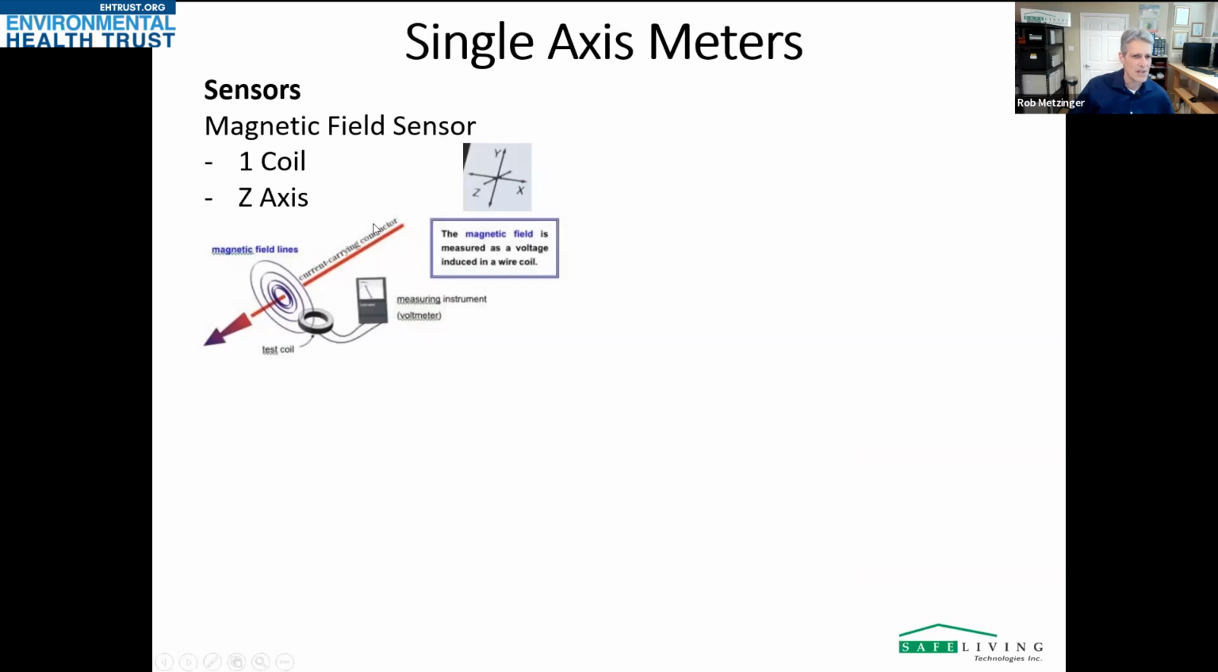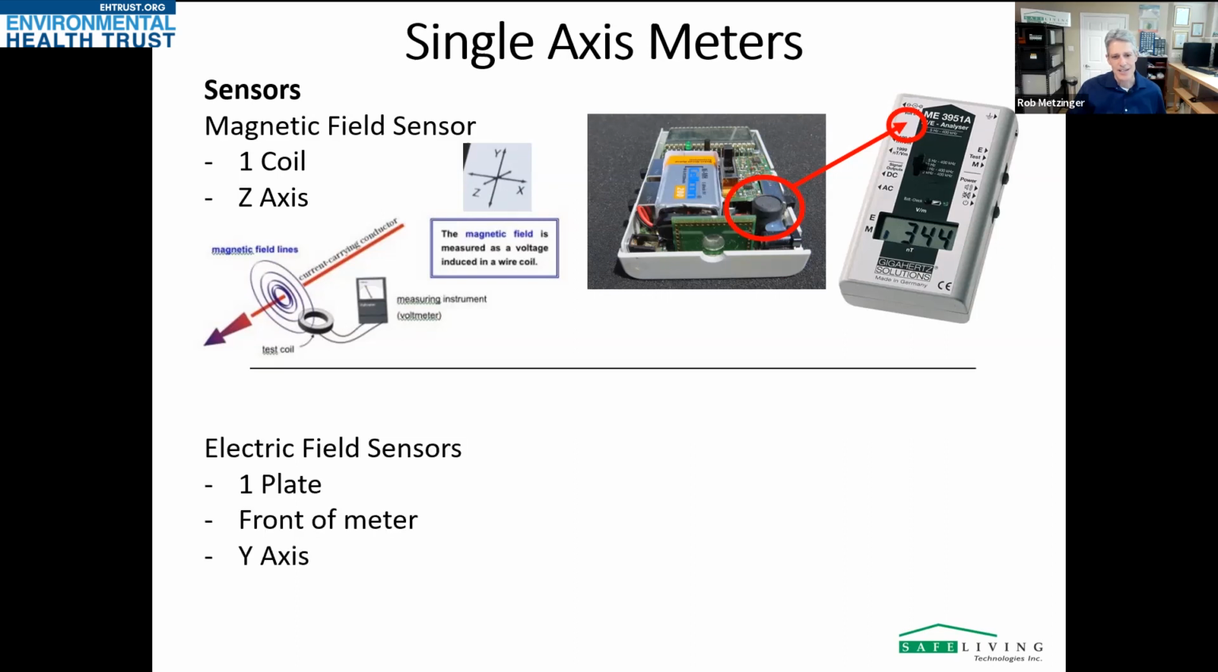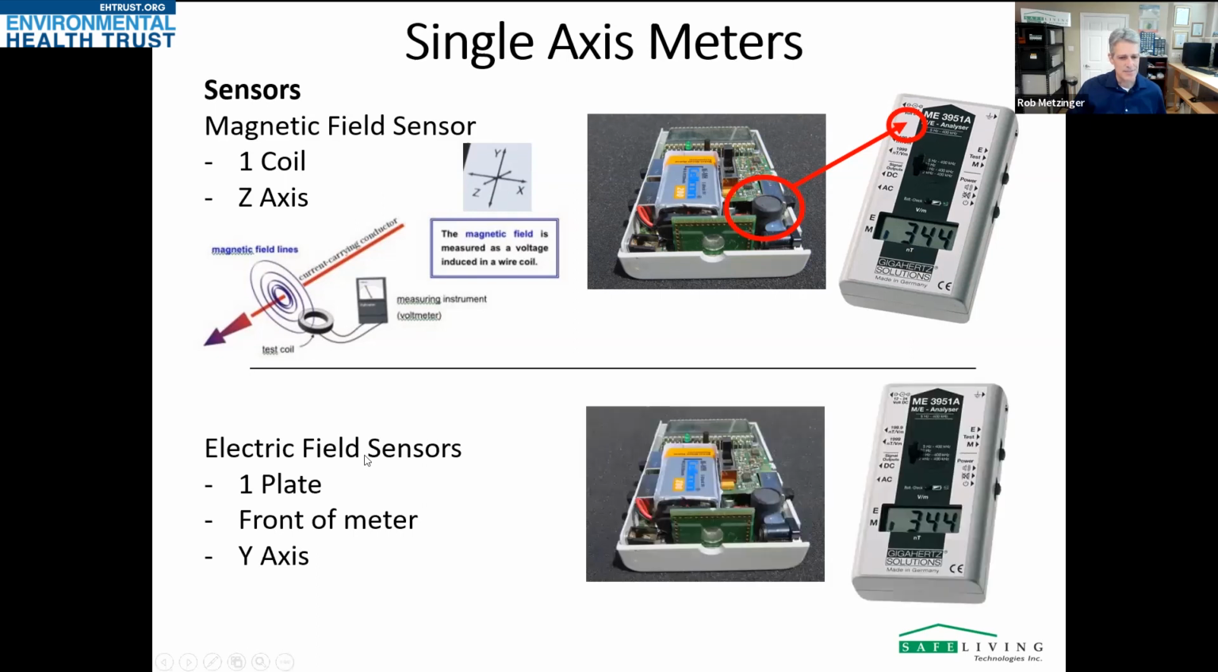So on the magnetic side, a magnetic field sensor basically is a coil. And so a single axis magnetic field meter would have 1 coil. And you can see here that this is a ME3951A, it's a Gigahertz Solutions meter, and you can see the single coil right there. So that's the reason why we have to rotate it in 3 directions. And on the electric field measurement, it's kind of the same thing. We have a plate here. That's the electric field sensor. It's at the front of the meter.